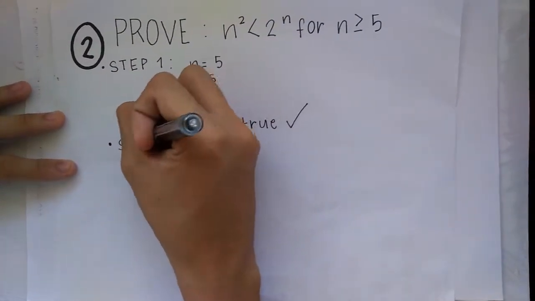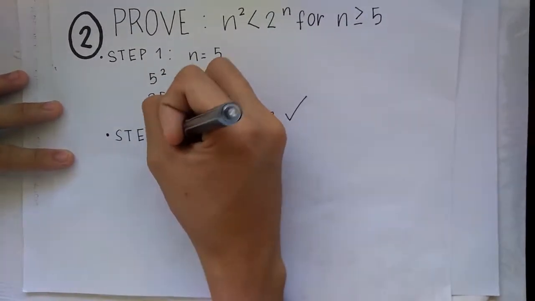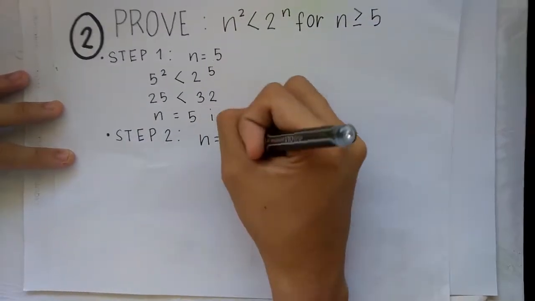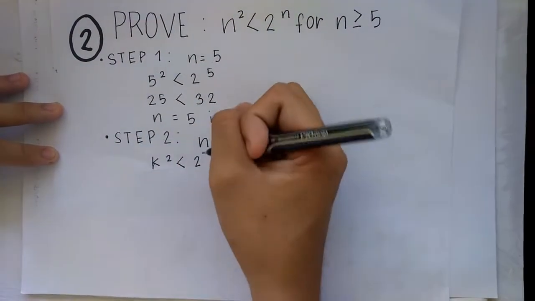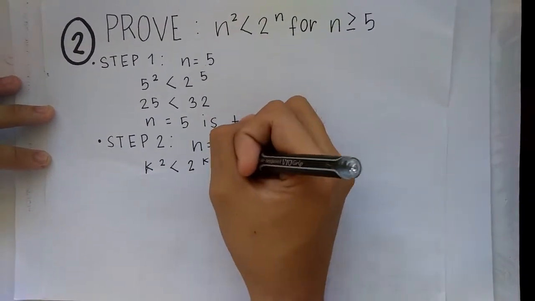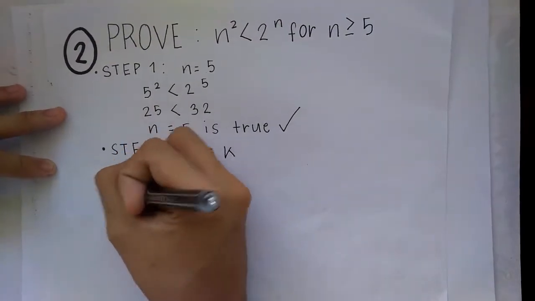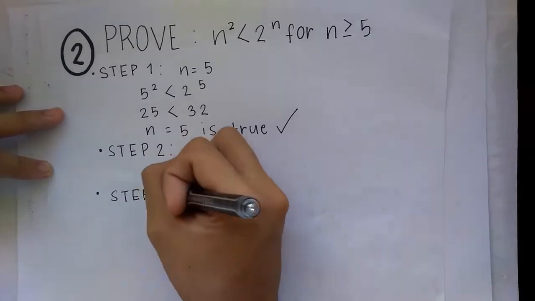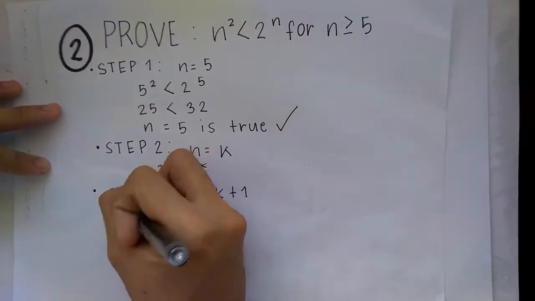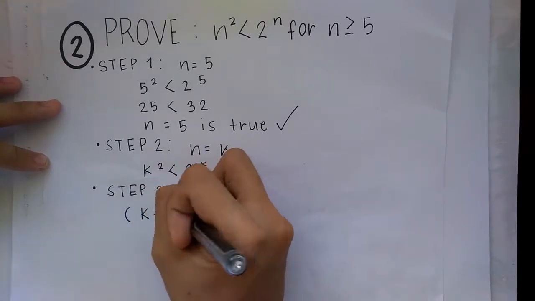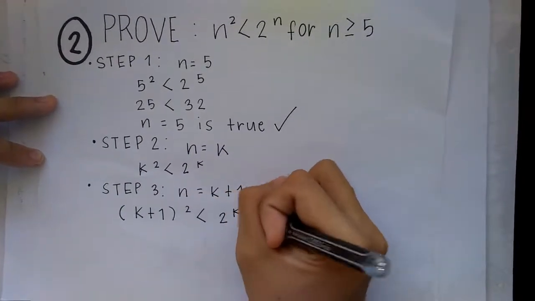Step 2. Use the value n is equal to k. Substitute all the n in the equation with k. And it's going to be k squared is less than 2 raised to k. Step 3. Use the value n is equal to k plus 1. All the n should be replaced with k plus 1. So it's going to be quantity k plus 1 squared is less than 2 raised to k plus 1.